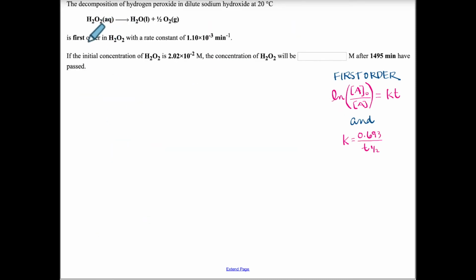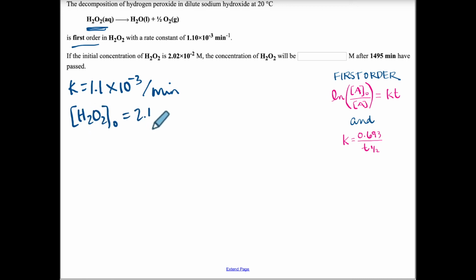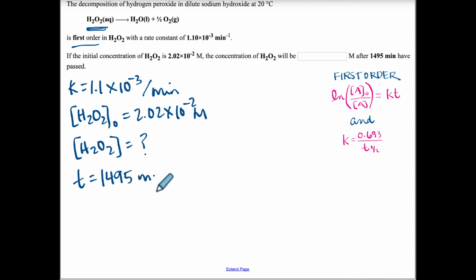It tells us that in this reaction, the decomposition of H2O2 is first order. So I put our first order equation here. It has a rate constant of 1.1 times 10 to the -3 per minute. It has an initial concentration of H2O2 of 2.02 times 10 to the -2 molar. And it's wanting us to calculate the concentration of hydrogen peroxide after the reaction takes place. And we have the time we're going to allow it to react is 1,495 minutes. So we have the same units here, minutes and per minutes, so that's good. We can just plug it into the equation.